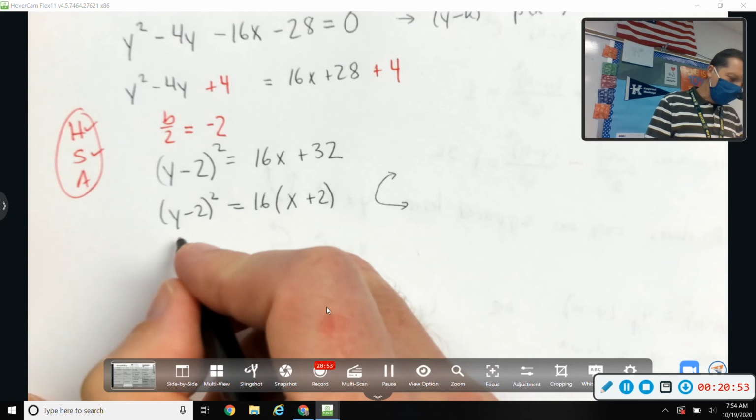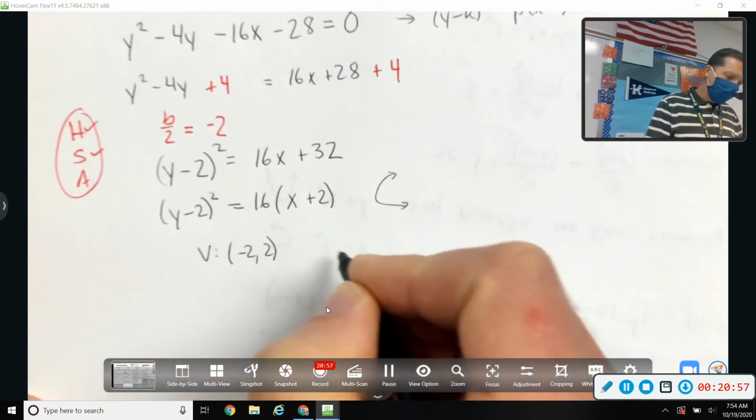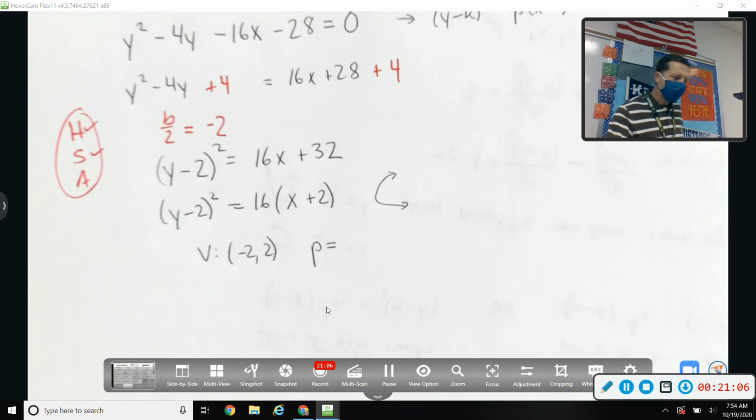Let's keep going a little bit on this one. The vertex would be at -2, 2. What would P equal? We'll stop there. 4, because 4P is 16.